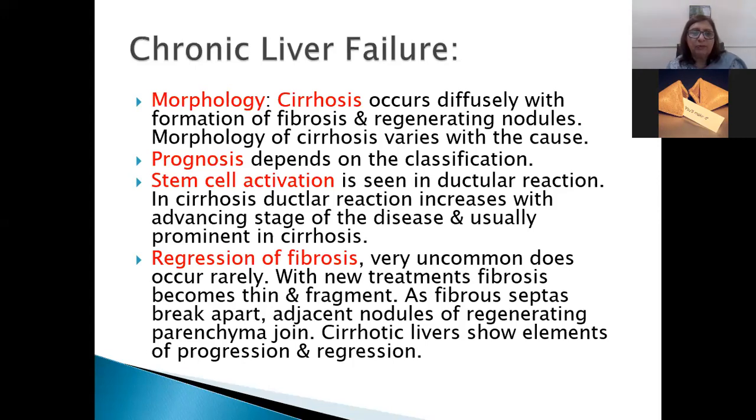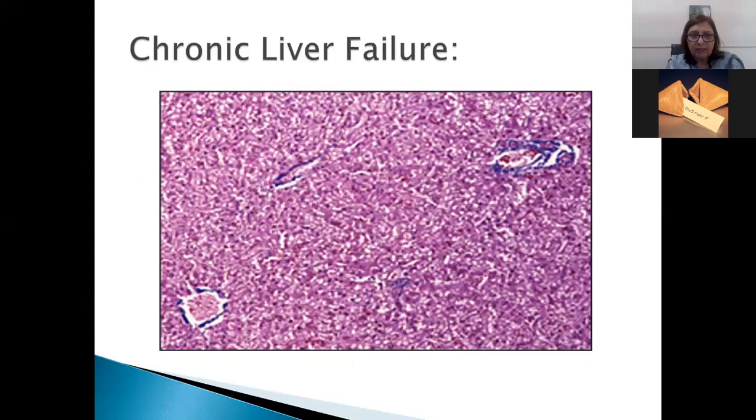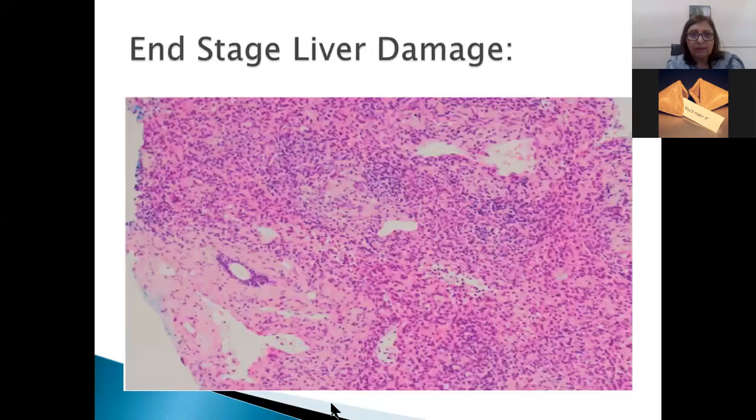With new treatment, fibrosis becomes thin and fragmented. As fibrous septa break apart, adjacent nodules of regenerating parenchyma join. Cirrhotic livers show elements of progression and regression. So, in the case of cirrhosis of the liver, you can see fibrous tissue septa which are surrounding the normal hepatocytes. I will show you the slide now, so it becomes clear.